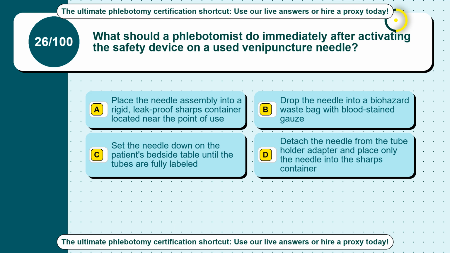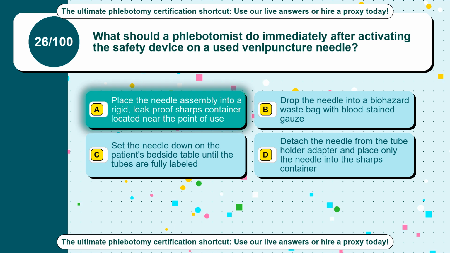Option B. Drop the needle into a biohazard waste bag with blood-stained gauze. Option C. Set the needle down on the patient's bedside table until the tubes are fully labeled. Option D. Detach the needle from the tube holder adapter and place only the needle into the sharps container.